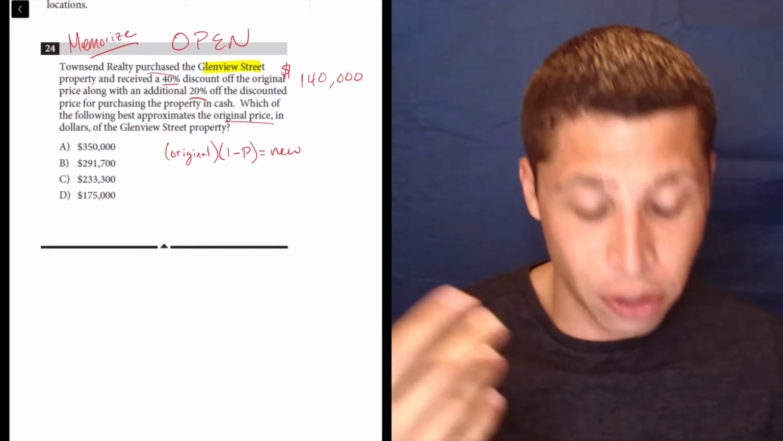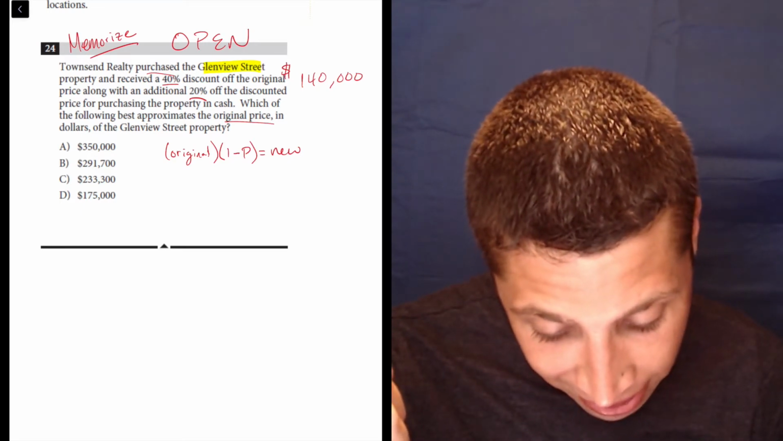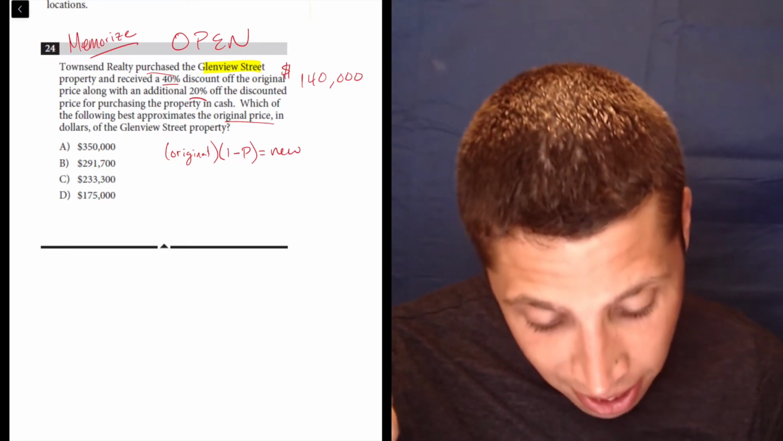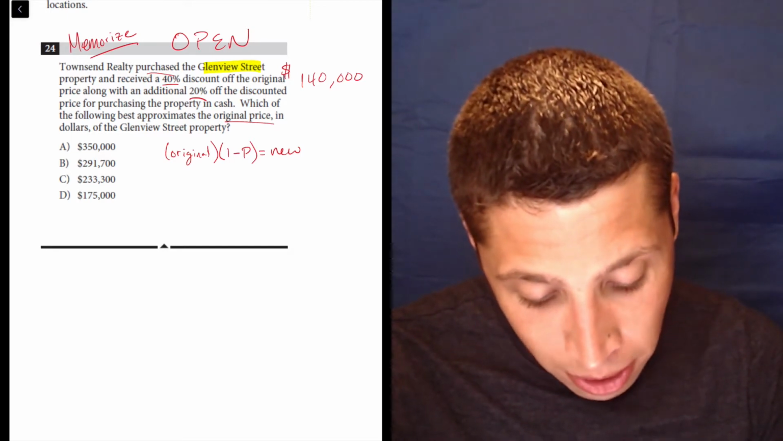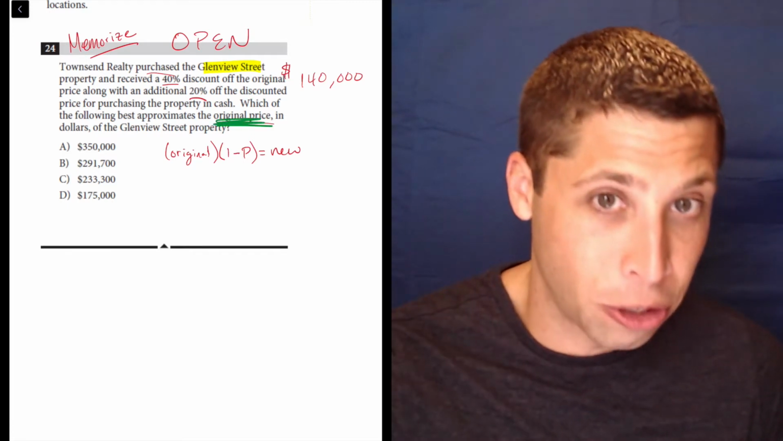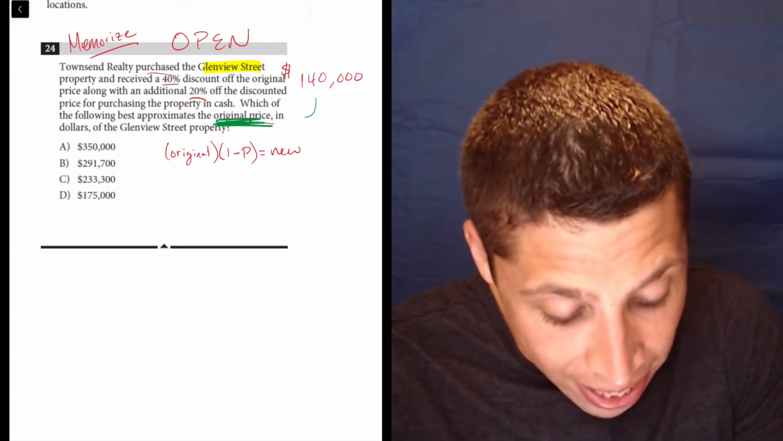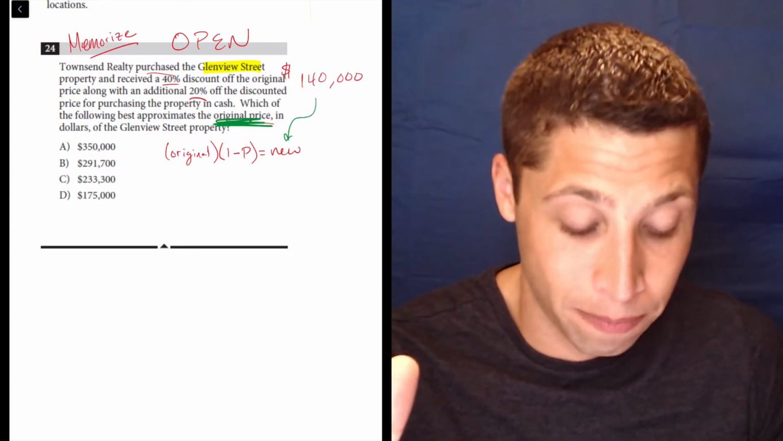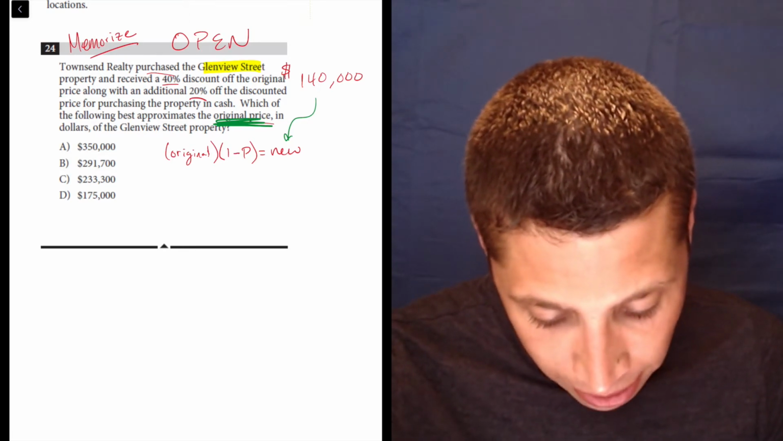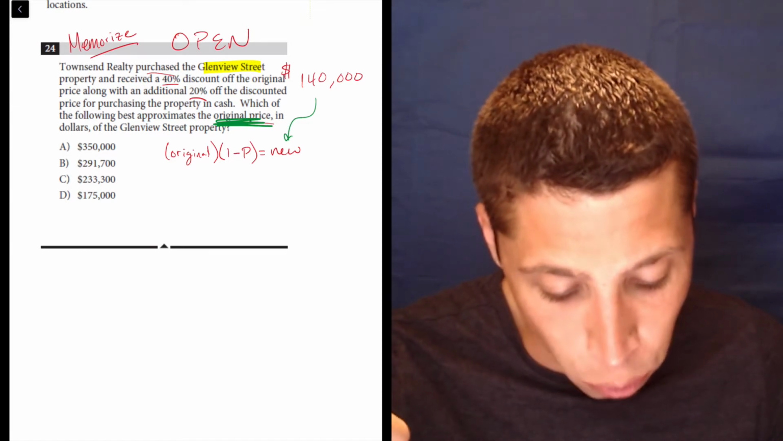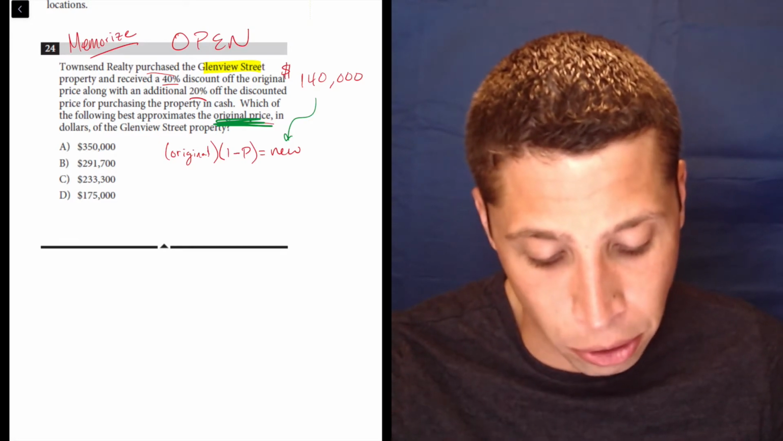So first, we have to understand what this 140,000 is. That is the new price that's being paid. How do I know that? Well, because they're asking for the original price. So I don't know the original value of this house. I know that it ends at 140,000. And I can take these discounts one at a time. So let's just go one piece at a time here. Townsend Realty purchased the Glenview Street property and received a 40% discount off the original price, along with an additional 20% off the discounted price of purchasing the property in cash.